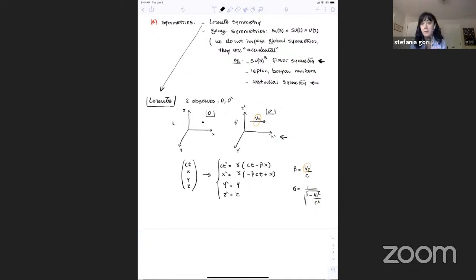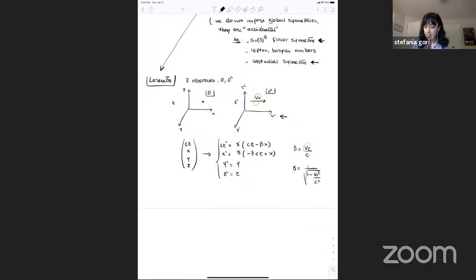We can obviously generalize it if we have some motion in a generic direction that is not necessarily x. And what is interesting here, with these Lorentz transformations, is that we can build invariants. So if we write down this delta squared, defined as c squared t squared minus x, y, and z squared, this quantity is invariant under Lorentz transformations.